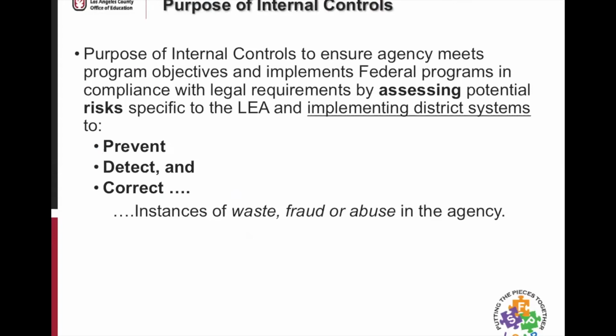The purpose of internal controls is to ensure that the agency meets its program objectives. There's that terminology again about program objectives, and implements programs in compliance, so it's compliance and program outcomes, with legal requirements, for assessing potential risks for the LEA and implementing district systems. So it has to do with determining where your risks are and ensuring that you have systems in place to prevent, detect, and correct instances of waste, fraud, or abuse.